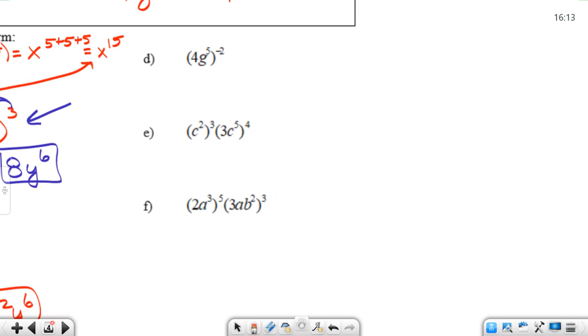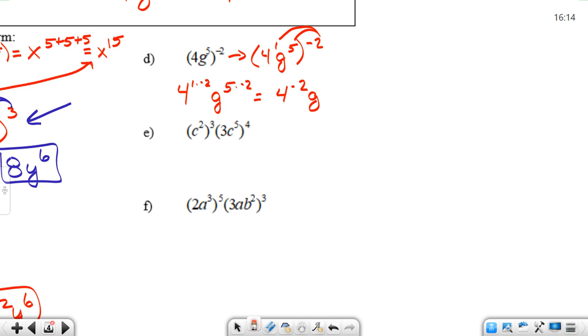All right, let's move over to D. So again, I'm going to rewrite this, guys. 4 to the 1st, g to the 5th, raised to the negative 2nd power. Again, we can distribute over multiplication with the power. So this is going to give me 4 to the 1 times negative 2, g to the 5 times negative 2. So this is going to give me 4 to the negative 2nd, g to the negative 10th.